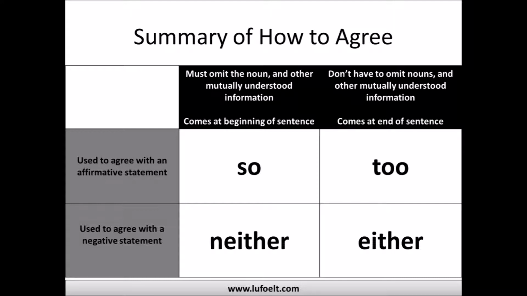Now, when we use too to agree with an affirmative statement, you don't have to omit the nouns or mutually understood information, and it comes at the end of the sentence, and that's the same with either. When you're agreeing with a negative statement, you don't have to omit the nouns or other mutually understood information, and it also comes at the end of the sentence. Okay, so I hope that this helps you to understand when you should use neither and when you should use either and how to use them.